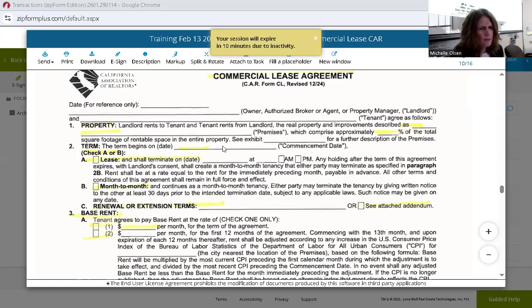So here the term begins. On what date is your commencement date? Check A or B. The lease shall terminate on the date at, maybe you want to give them time to vacate, 6 p.m., something like that. Or is it month to month? Normally we're not working month to month, but you have that option. So is there going to be a renewal or extension term? Perhaps there is. You can put one 5-year option to renew, or you could put it on an addendum and attach it.